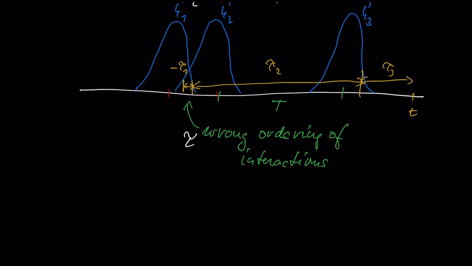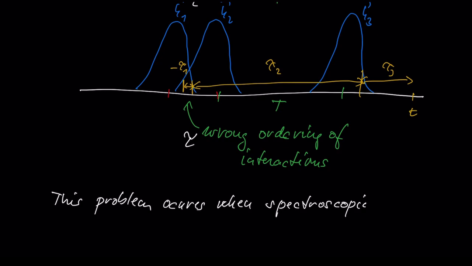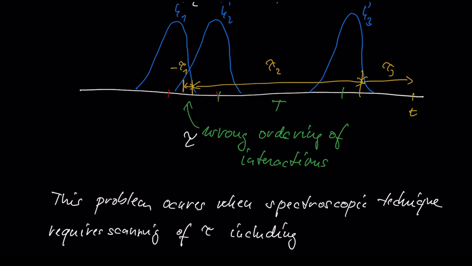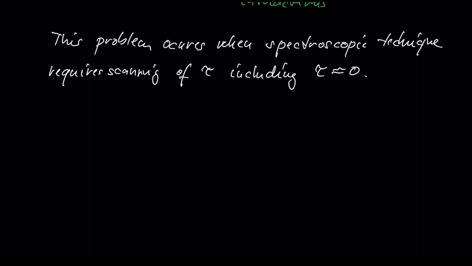So you would think, well, okay, then let me measure with tau such that there is no overlap. The problem is that this is not possible. This problem occurs when a spectroscopic technique, and we will see that some spectroscopic techniques really dictate that we have to scan over different values of tau, when a spectroscopic technique requires scanning of tau, also including the region where tau is similar to zero. Yeah, these things happen.